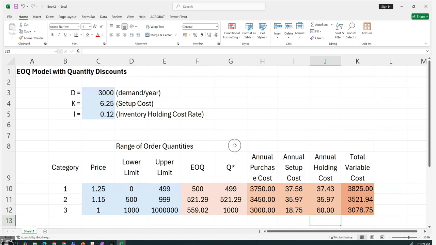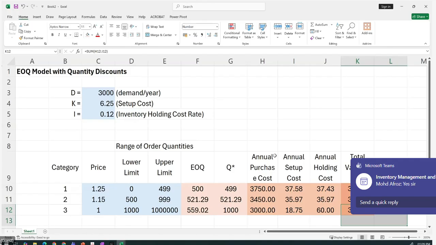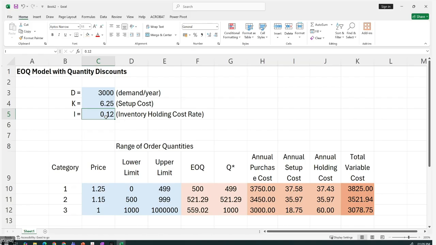So what is the final recommendation? If the inventory holding cost is only 12%, then the third choice might be the best, right? However, just a hypothetical situation, you need not do it, just listen, okay? Look at my screen.